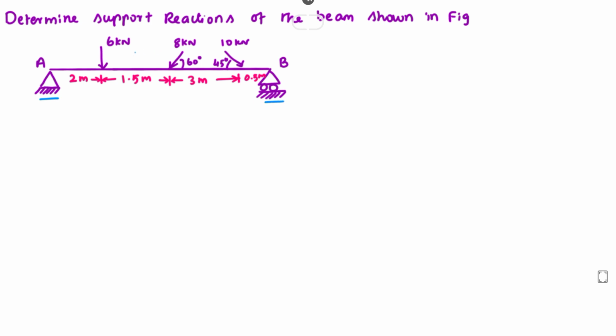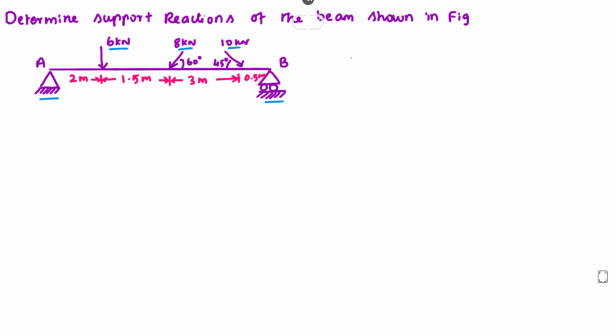Now we have point loads: 6 kilonewton, which is a vertical force. Then an inclined force of 8 kilonewton at 60 degrees to the horizontal. Then a point load of 10 kilonewton at an angle of 45 degrees. Okay, so now we can use the equilibrium equations.